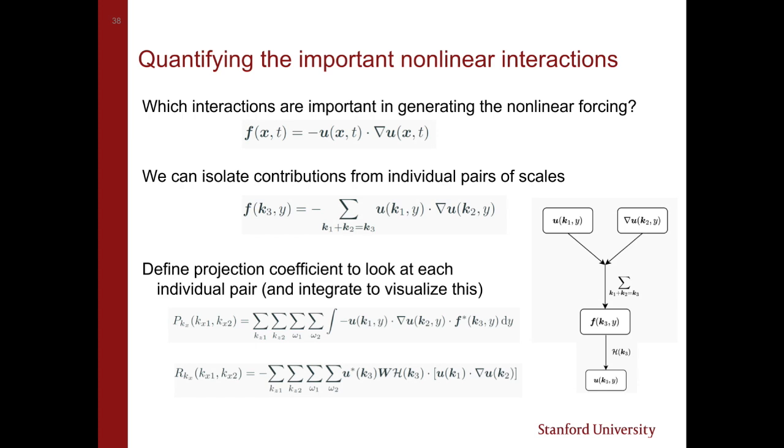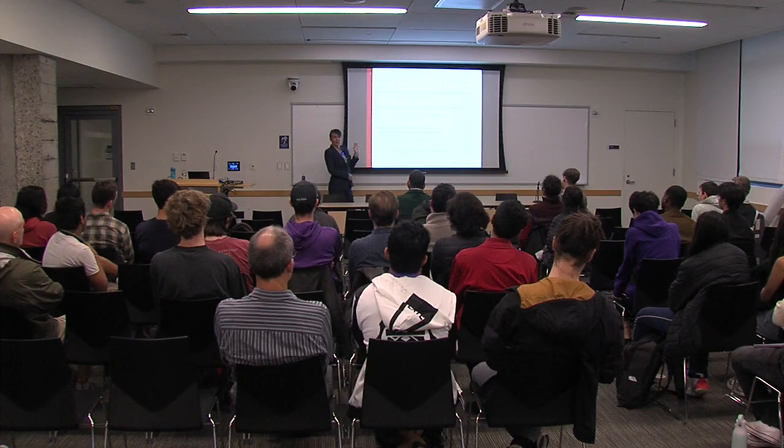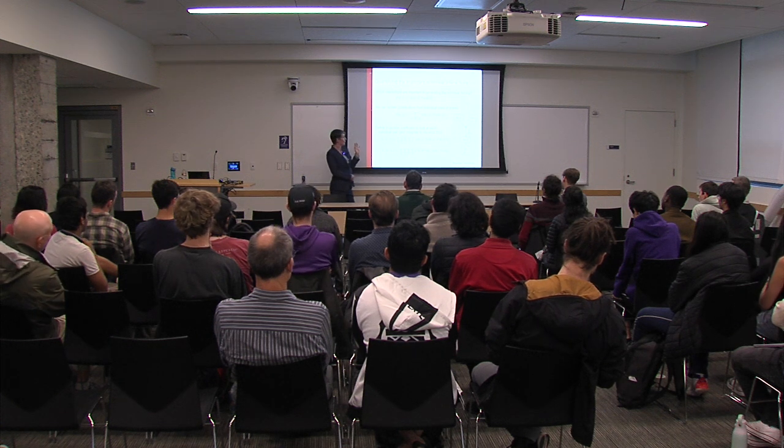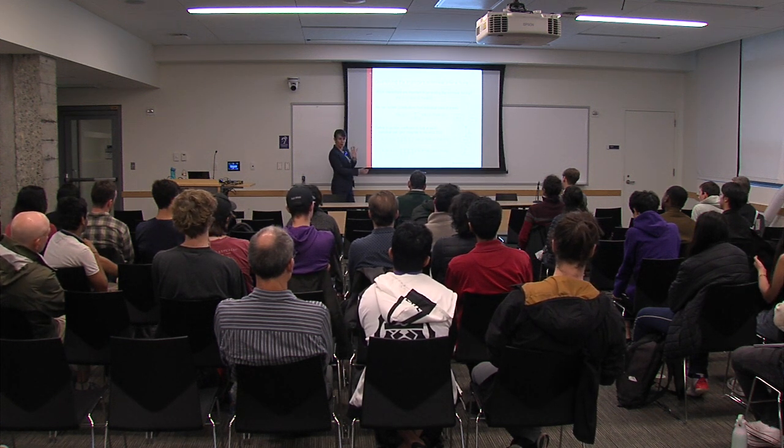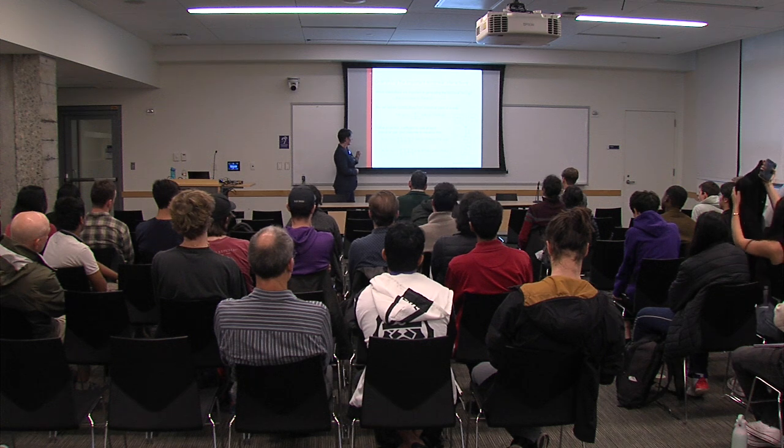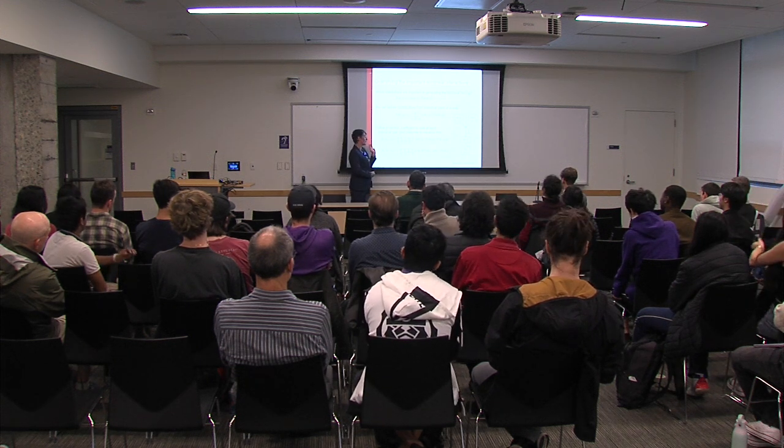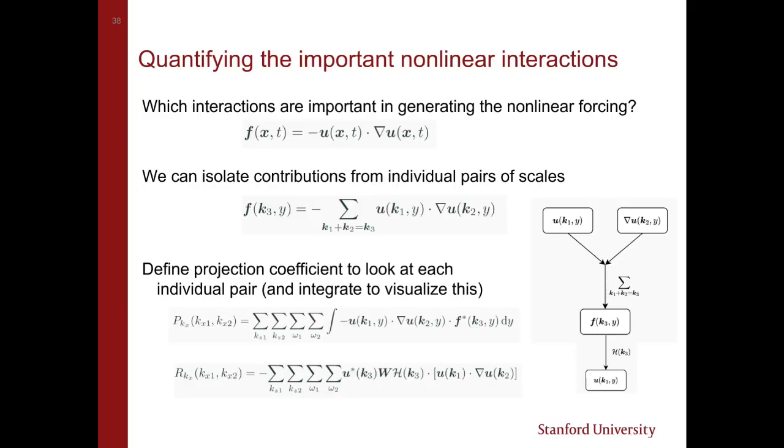So this is probably the worst visualization problem we've ever had, because we've got a four-dimensional space and then we're looking at every possible triadic interaction. So to save us, well, hopefully to save you a worse headache, we're going to integrate across kz and omega and in y.